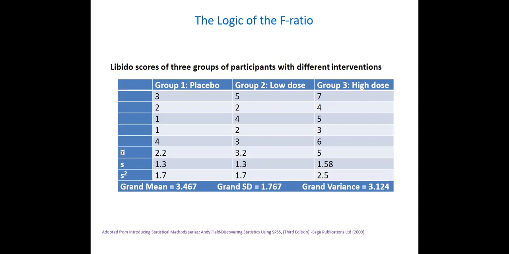Now, group 2, you have 5, 2, 4, 2, 3. When you add the 5 scores together, divide by 5, it gives you 3.2. The mean is 3.2, the standard deviation 1.3, and variance 1.7. Group 3, the scores were 7, 4, 5, 3, 6. And when you add all the 5 together and divide by 5, it gives you 5. The standard deviation is 1.58 and the variance 2.5.